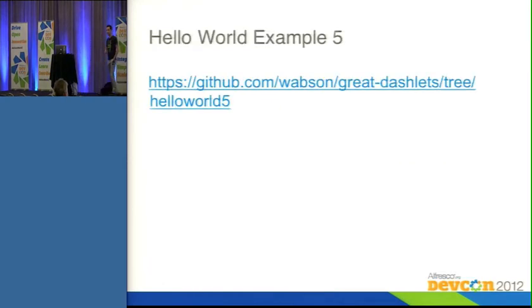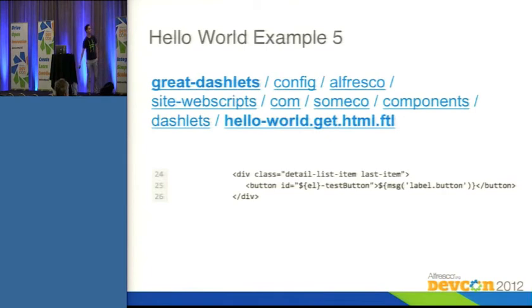So this is the fifth example here. First, we've got the FreeMarker file. In the FreeMarker file, we're adding a button. We're actually wrapping that in a div, but the div doesn't really do anything. It's just going to give us a bit of padding around the button, that's all.